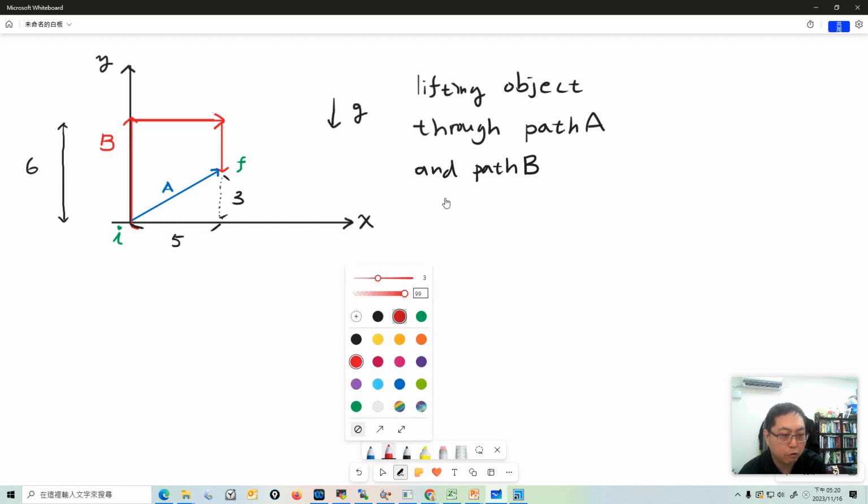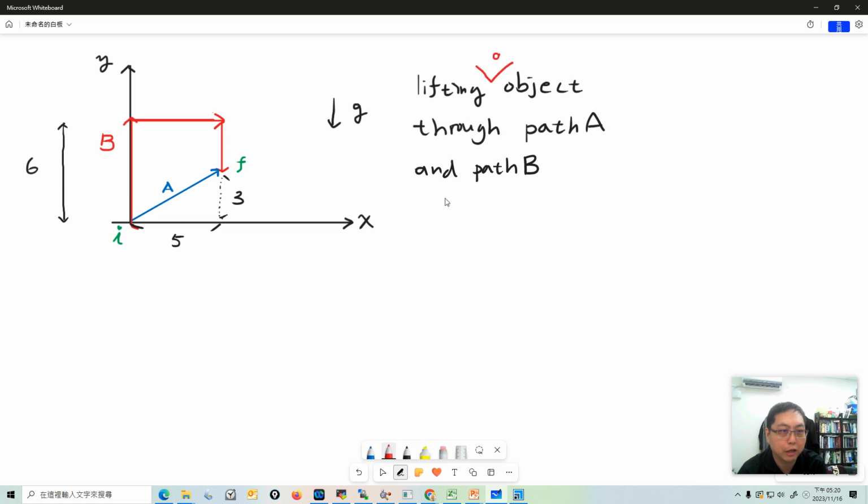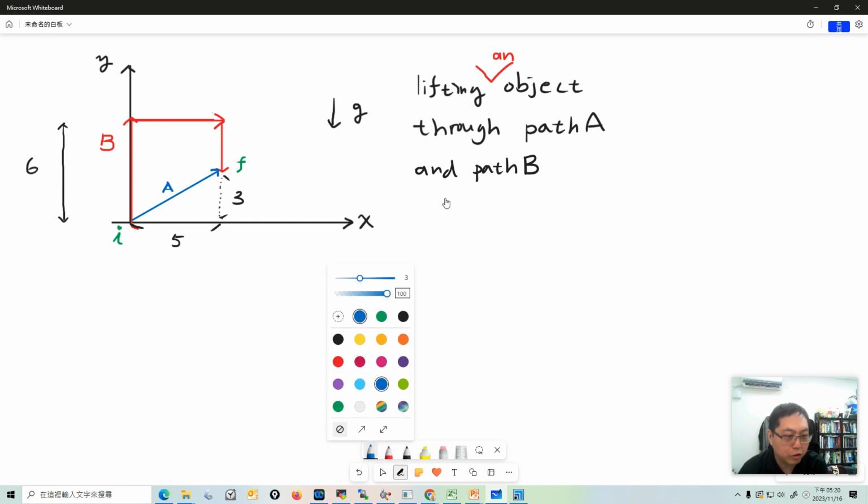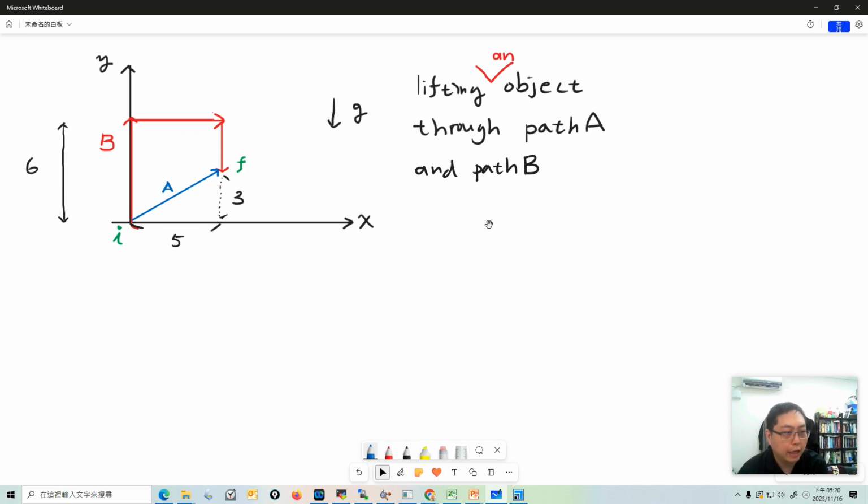In this calculation, it becomes a two-dimensional problem, so we need a little setup for our coordinates. We set the initial point at the origin, I, which equals A. Then our final point is here: x is 5, y is 3. It's path A and path B.